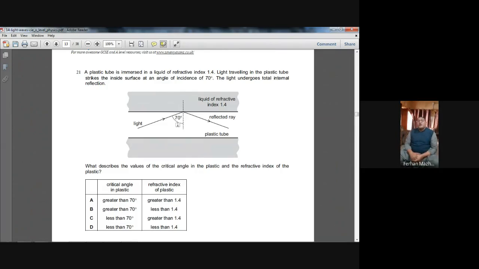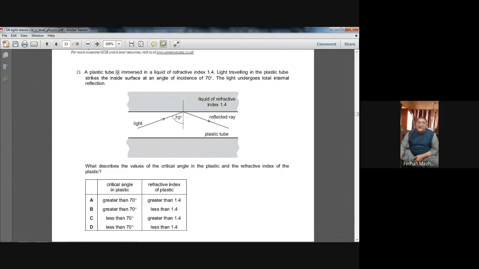And what about the angle of incidence? Because the light is undergoing total internal reflection, this angle of incidence is more than its critical angle. So the critical angle should be less than 70. So the critical angle in the plastic is less than 70, and its refractive index is more than 1.4.